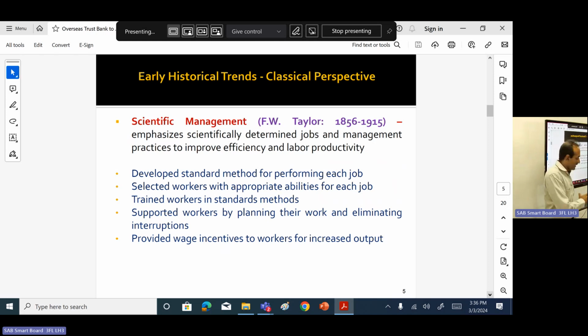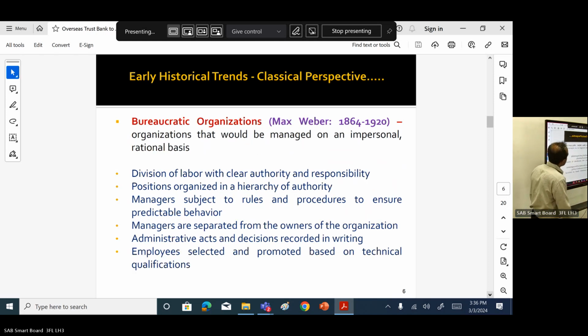Right. Then next one. Bureaucracy. Who presented that? Max Weber.